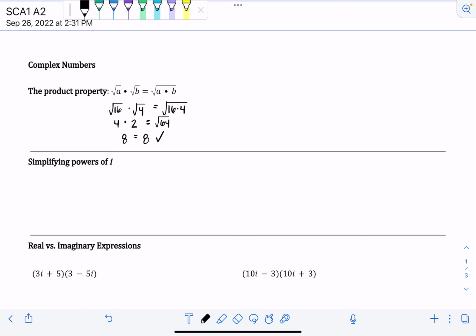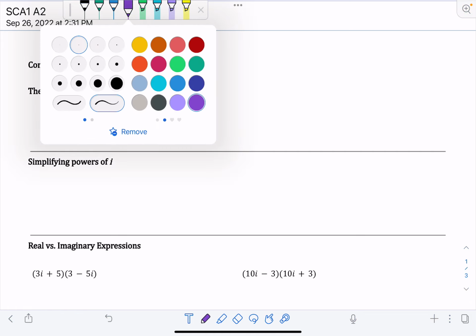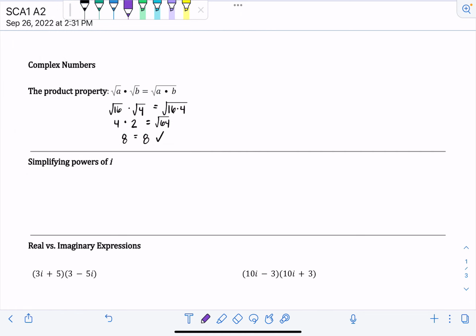We want to check whether it actually works when there are negative numbers inside the radical as well. So I'm going to take the same exact numbers but make them negative. I'll take the square root of negative 16 times the square root of negative 4, and then multiply them together inside the radical as well, negative 16 times negative 4. Then I'll simplify in the same order as when they were positive.